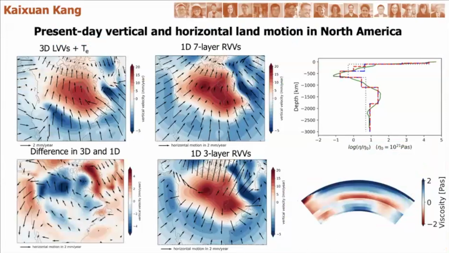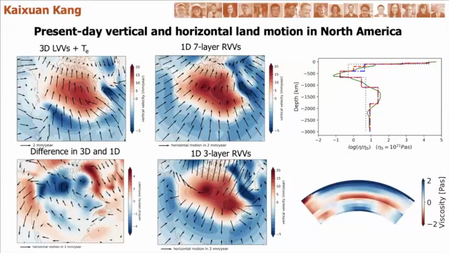So my work is to test two different factors for the GIA model. One is we just want to learn how we introduce lateral viscosity variations in GIA modeling and how this model departs from the 1D viscosity GIA modeling, because most of the GIA groups still use 1D viscosity to model this land motion.